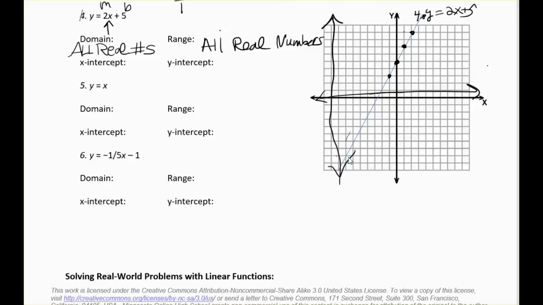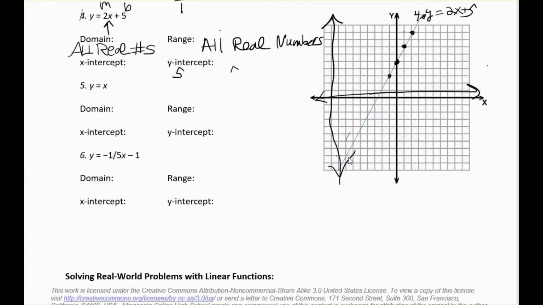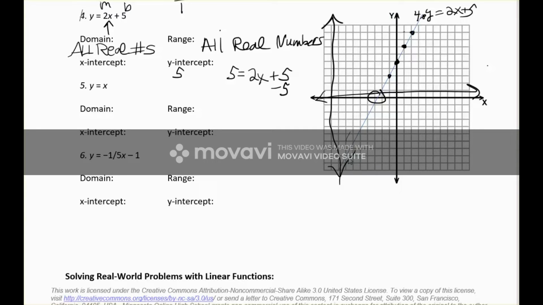Let's also say what the x-intercept and y-intercept are. On here, I can't tell what the x-intercept is, but I can tell the y-intercept because it's 5. So the y-intercept is 5. Let's find the x-intercept. Let's put 5 in for y, so 5 equals 2x plus 5. And let's find the exact x-intercept because I can't really tell what it is for my graph. And it might be because my graph wasn't perfect.